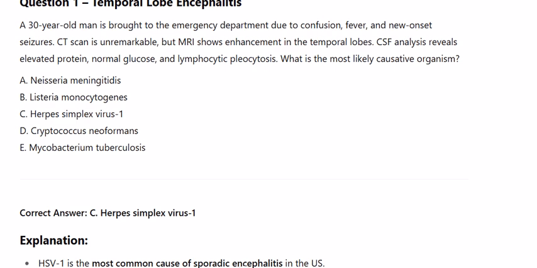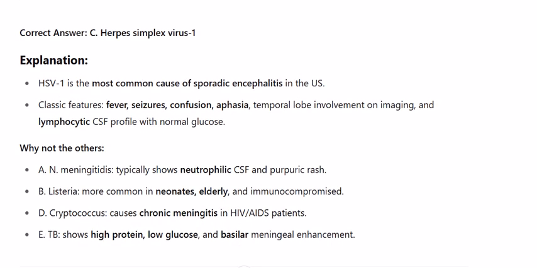A. Neisseria meningitidis, B. Listeria monocytogenes, C. Herpes simplex virus 1, D. Cryptococcus neoformans, E. Mycobacterium tuberculosis. C. Herpes simplex. Explanation. HSV1 is the most common cause of sporadic encephalitis in the U.S.